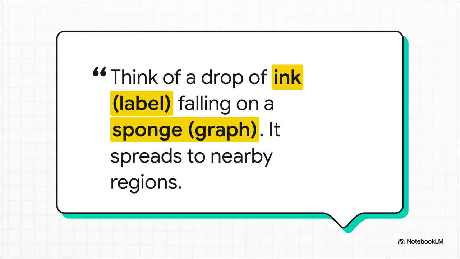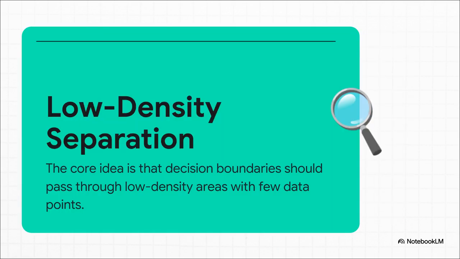Imagine your data is a big, dry sponge. Your few labeled data points are like single drops of colored ink. When you drop that ink onto the sponge, what happens? The color, the label, naturally spreads outwards, seeping into all the nearby connected parts of the sponge. A single cat label can slowly color all the unlabeled cat pictures it's connected to. Okay, so that was one approach.